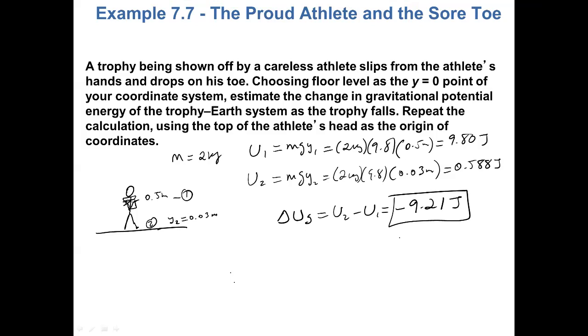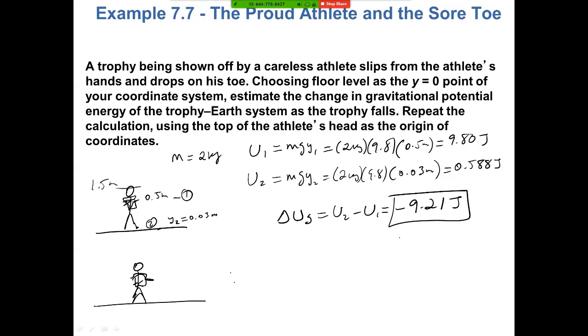Like, for example, the athlete's head here, let's say it's 1.5 meters above the ground. One thing I'm going to ask you to do, which you can do at home on your own: instead of using this coordinate system, use this. So here's the athlete, holding the trophy like this, right?